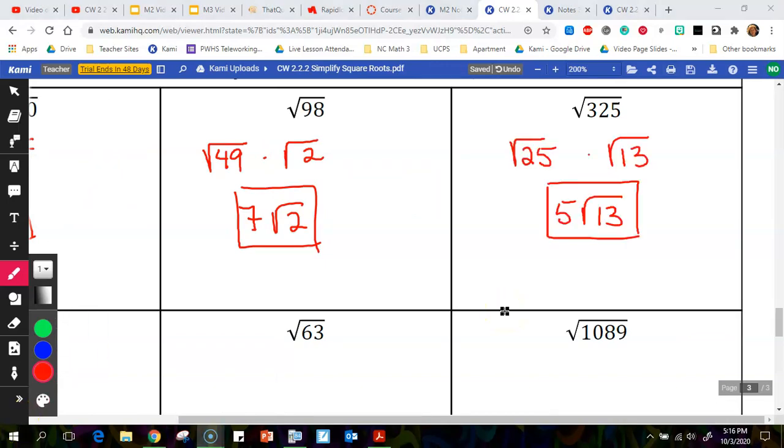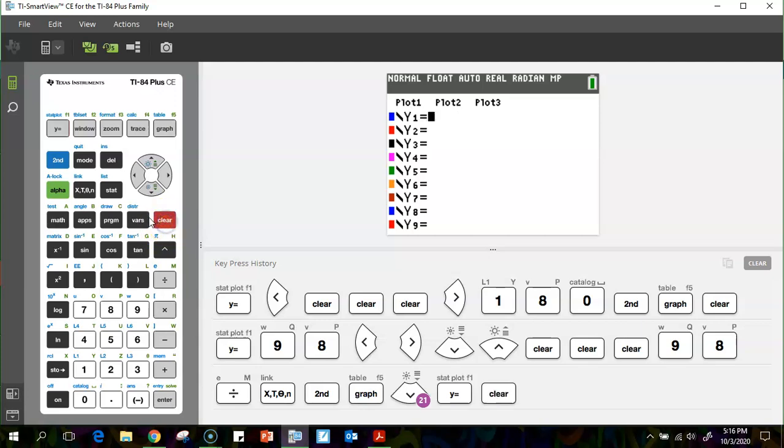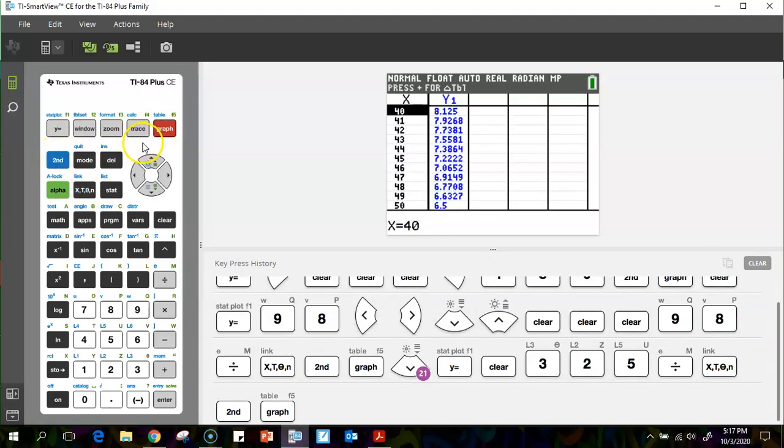Okay, so on this one, I found that 25 was a factor of 325, and I'm going to go through this one more time because I didn't go through this very clearly. You go to y equals, and then I'm going to clear this number. We're looking for 325, so you enter 325 divided by x, the x button, which is up here beside the alpha button. Then we go second, and then graph. Then we have some numbers that multiplied times each other, like 40 times 8.125, 50 times 6.5. Those are not what we're looking for. We're looking for whole numbers, and we're looking for perfect squares.